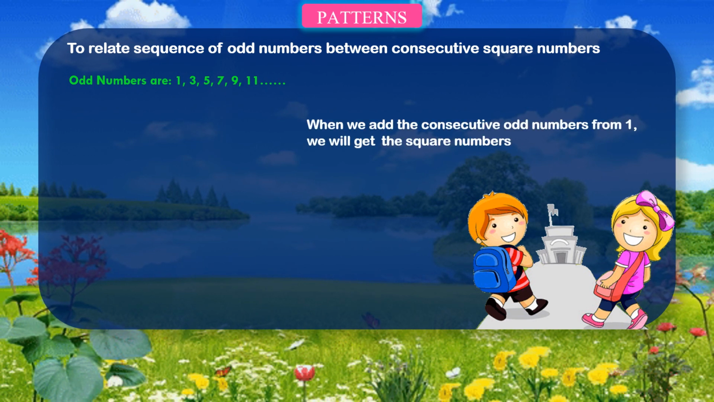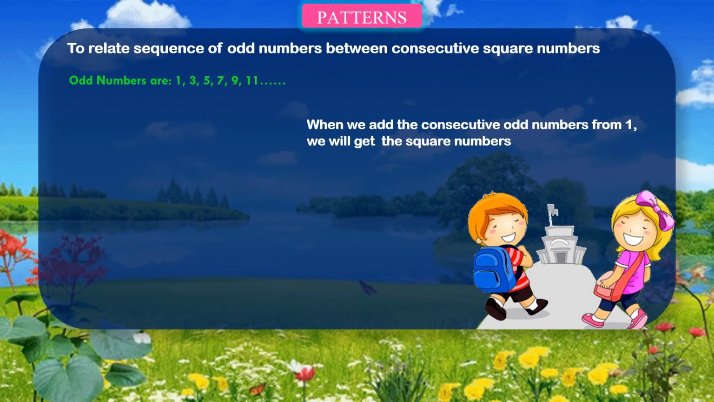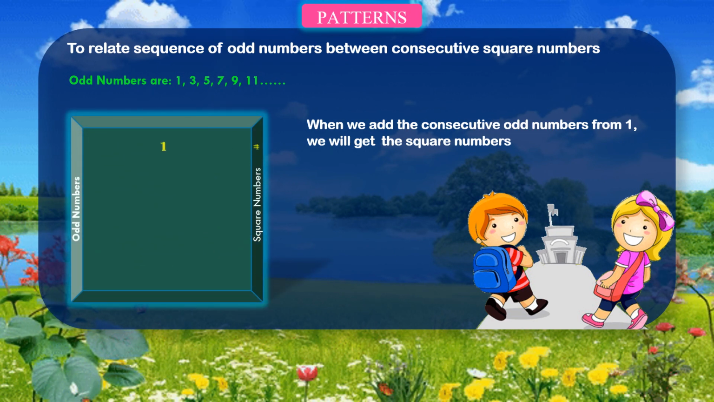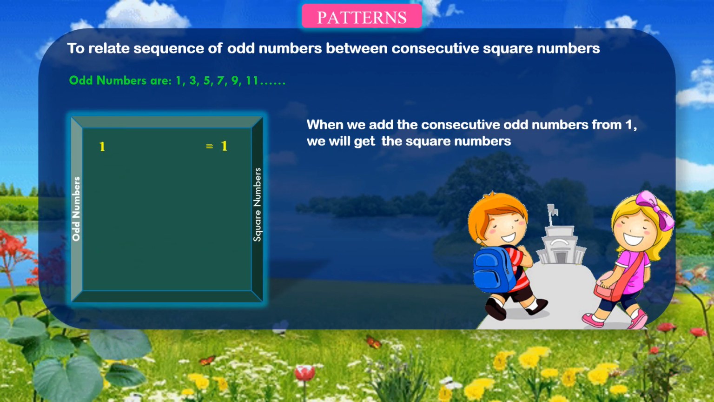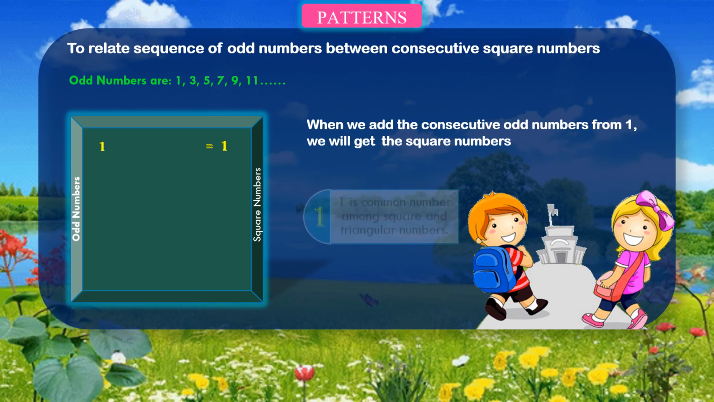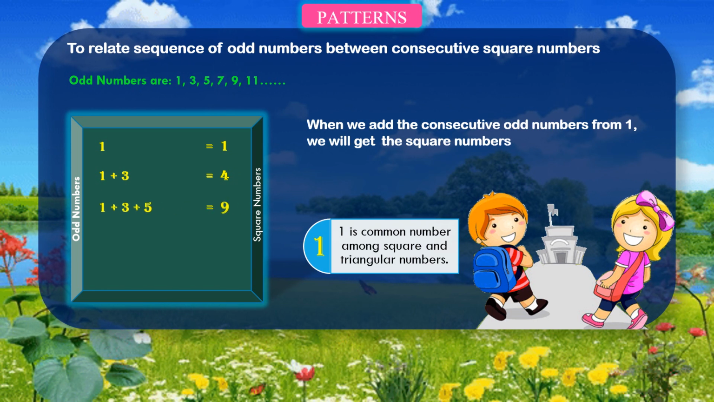When we add the consecutive odd numbers from 1, we will get the square numbers. 1 is the first odd number. So 1 is equal to 1. 1 is a common number among square and triangular numbers. If we add the first two odd numbers, we will get 4. 4 is a square number.